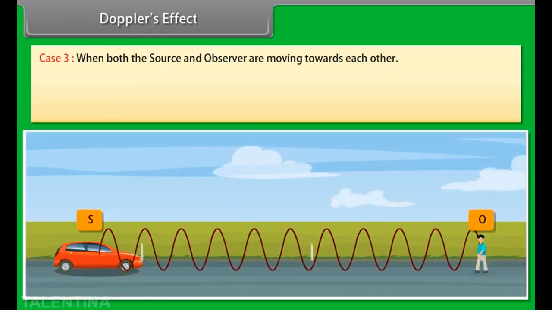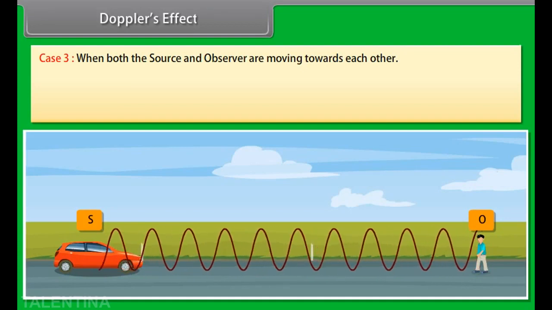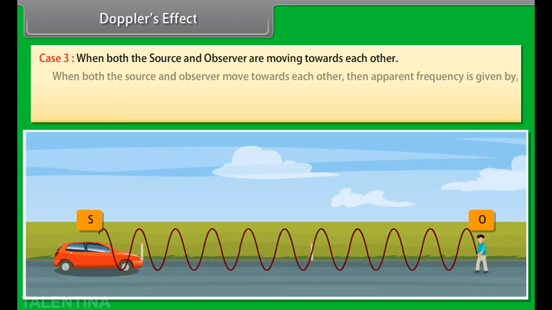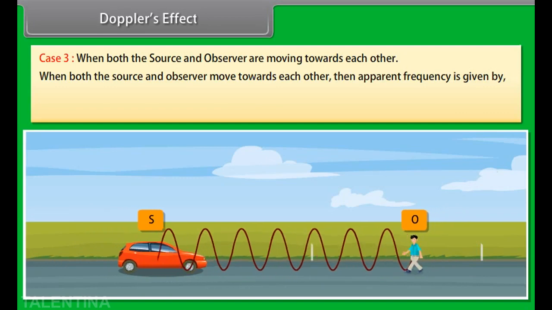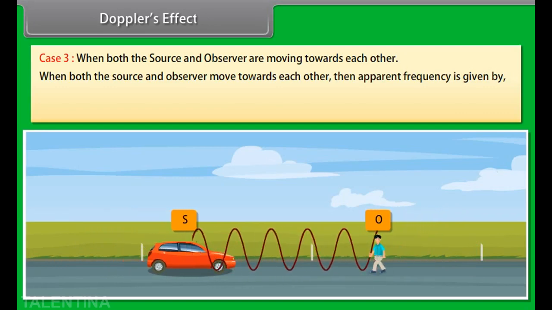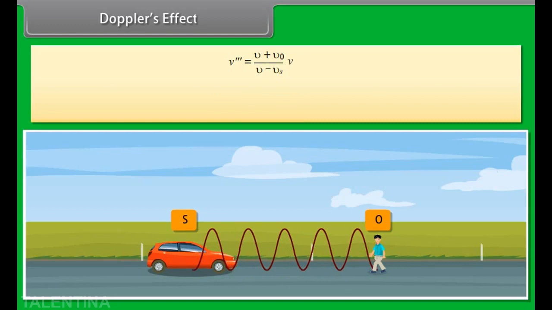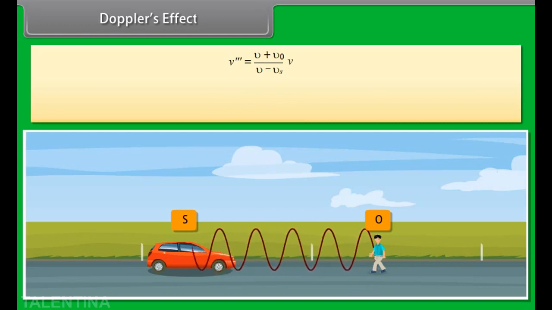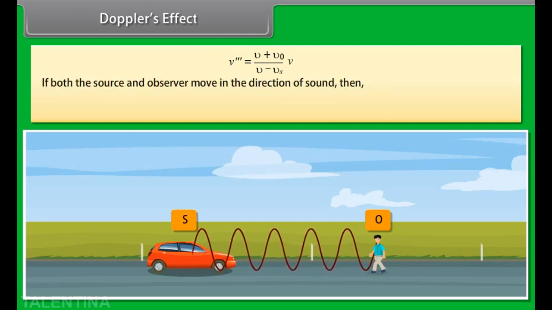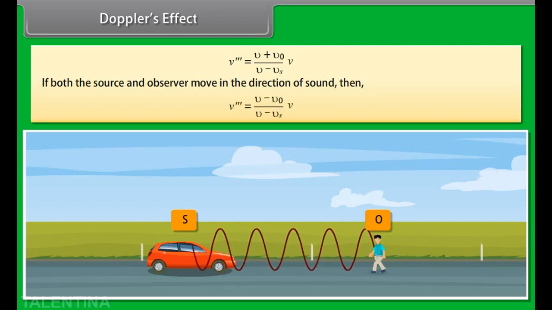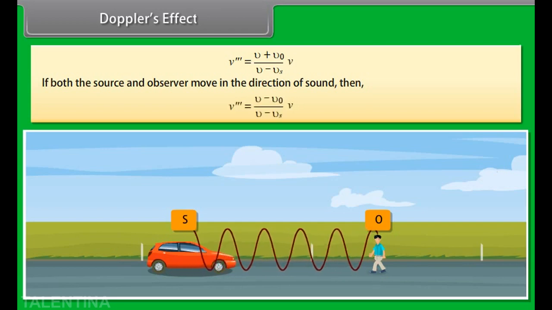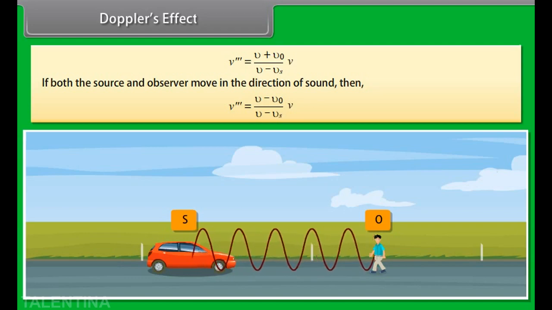Case 3. When both the source and the observer are moving towards each other. When both the source and the observer move towards each other, then apparent frequency is given by nu triple dash is equal to v plus v naught upon v minus vs multiplied by nu. If both the source and observer move in the direction of sound, then nu triple dash is equal to v minus v naught upon v minus vs multiplied by nu.